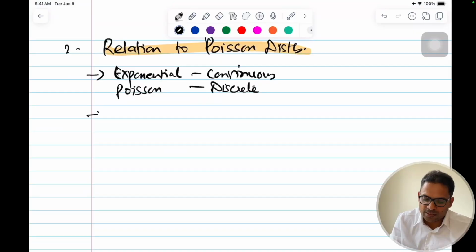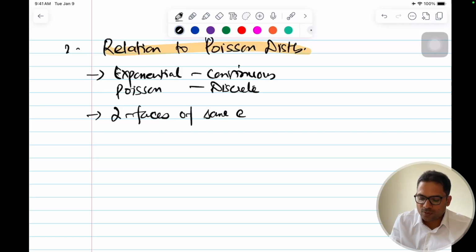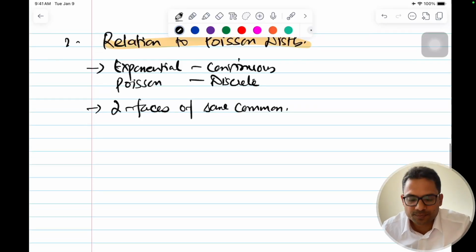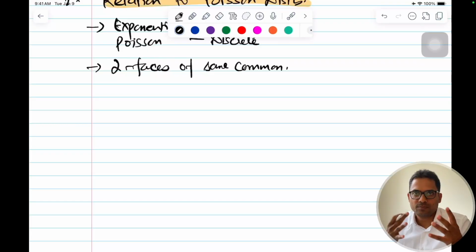I mentioned in the last video also, I'll mention it again. Two faces of same coin. What is the commonality? What are they measuring, and what makes that so common?